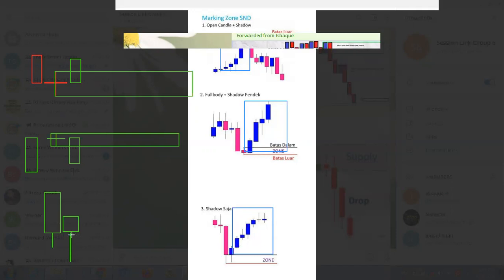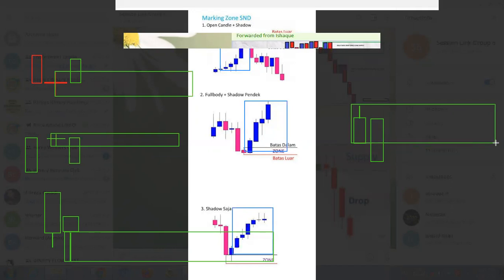If you find this type of candle, this is the buyer zone. And if you find this evening engulfing with this type of wick, this is the supply zone.